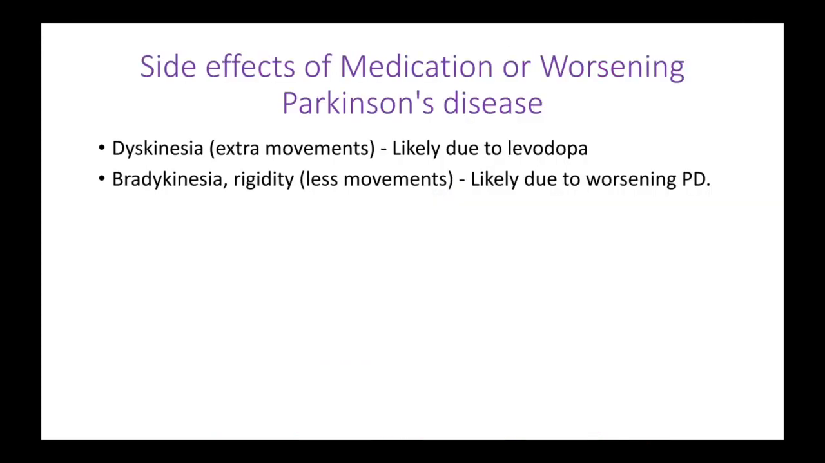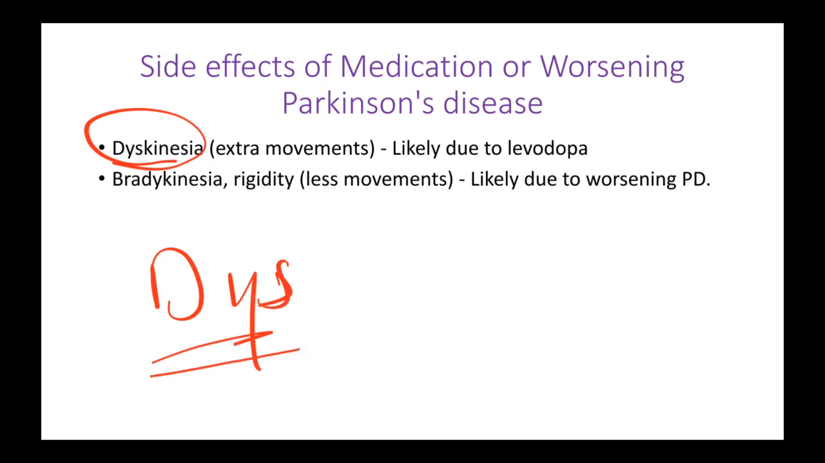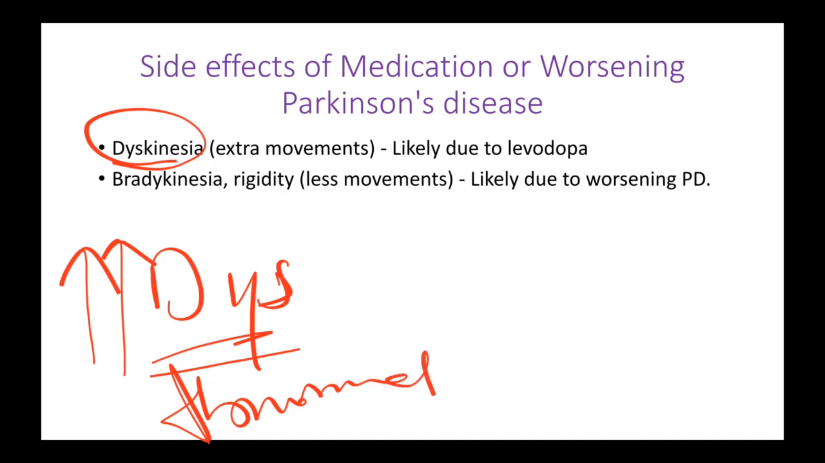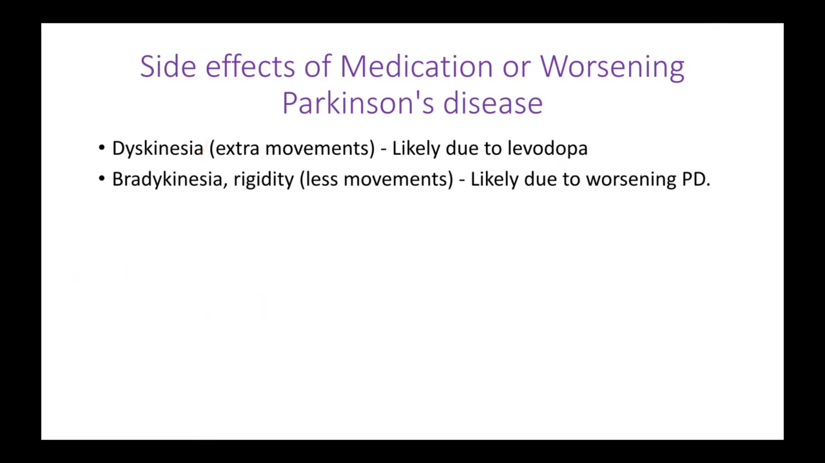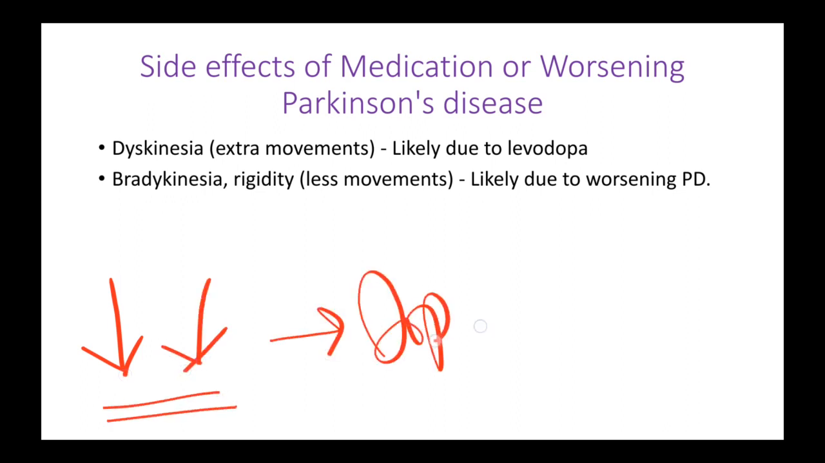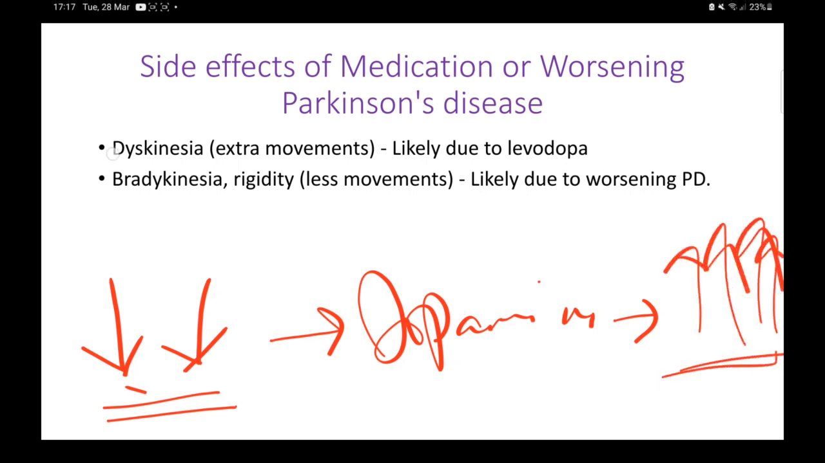Just imagine a patient presents to you with complaints of dyskinesia. Dyskinesia is nothing but dys is extra or abnormal, so abnormal movements. This will most likely be due to levodopa. First of all, the patient had bradykinesia, very much reduced movements, and then you give him some dopamine. This dopamine is going to increase the patient's movements. When there is too much dopamine in his body, he's going to have increased or abnormal movements. That is dyskinesia.